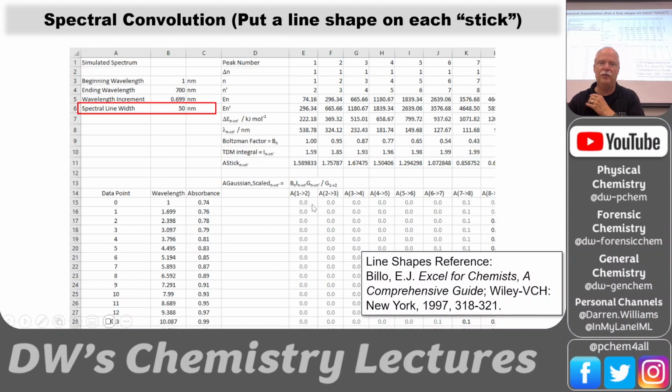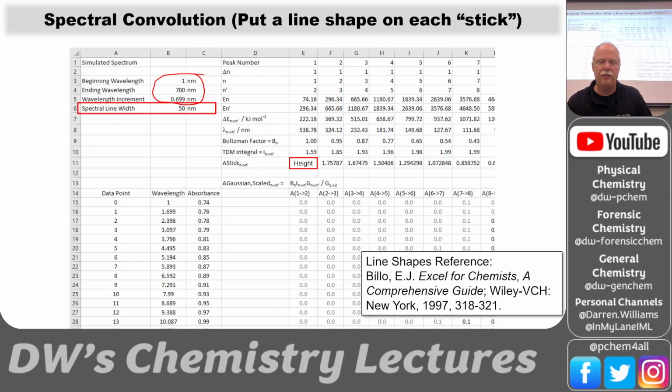So here's our spectral convolution. This is how we put it all together to get a spectrum. So we now have our spectral line width. It helps to do this beginning and ending wavelength, and we can talk about that more, but I want to get to the meat of this one.